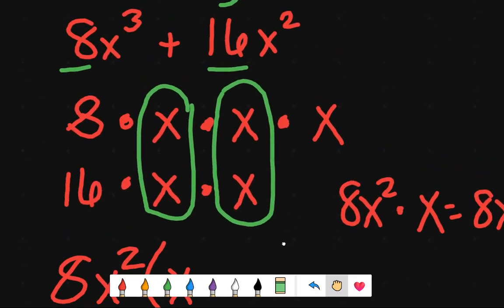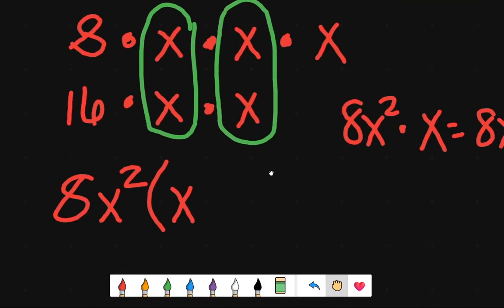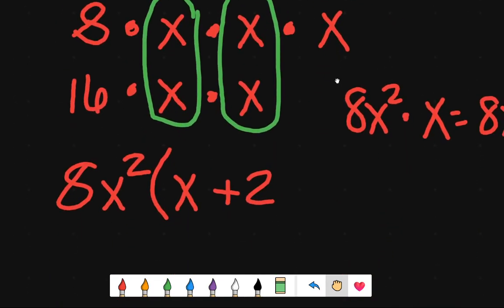But what do you multiply 8 by to get 16? We'll say 2. We'll say plus 2. And once again, you don't have to put a variable behind this because it is already at 16x squared, and we already factored out x squared. Then we can close our parentheses, and it is done.